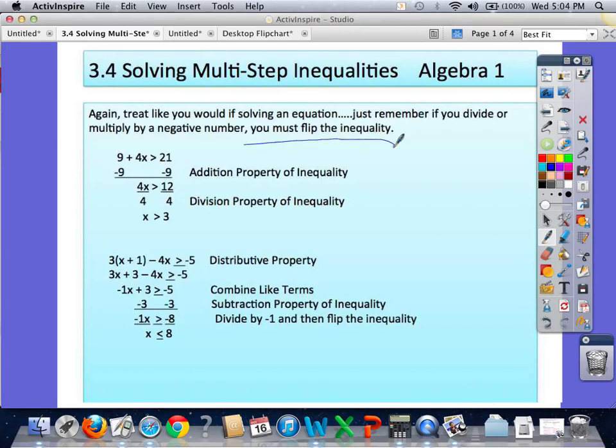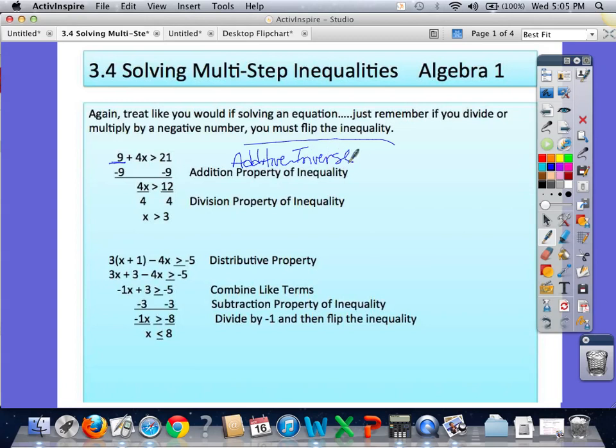So for instance, you have 9 plus 4x greater than 21. The first thing you're going to want to do is get rid of this 9, okay? You want to do the opposite of that 9 by subtracting it. So subtract 9 from both sides. When you do that, you just bring down your 4x greater than, and then 21 minus 9, which is 12. That is the addition property. Sometimes you'll hear it referred to as the additive inverse property.